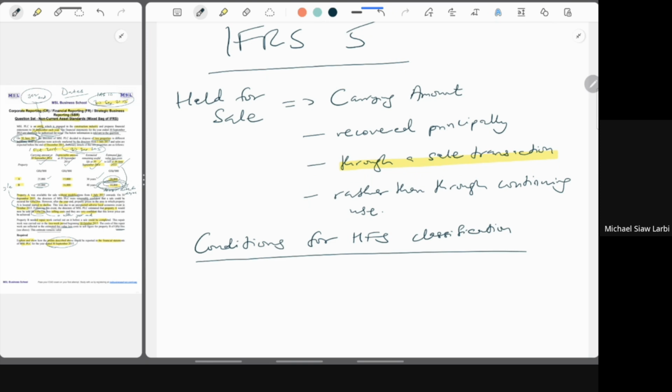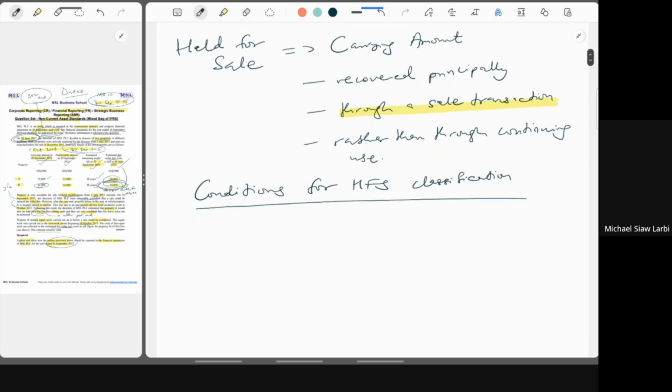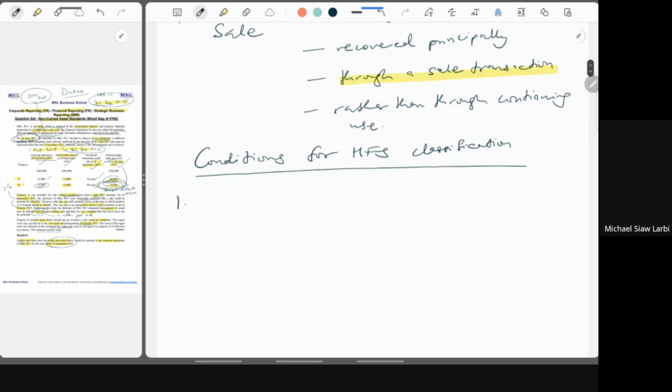So the first condition: you have to meet these conditions before you can classify the asset as held for sale. It's a very high standard to be met, right? Before you can say you are classifying as held for sale. The first thing is that the asset should be available for immediate sale in its present condition.